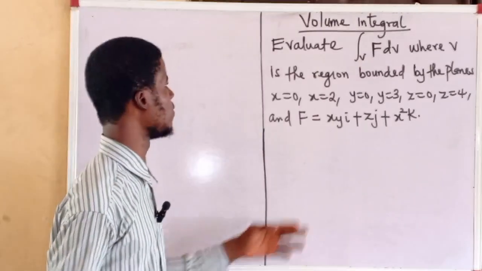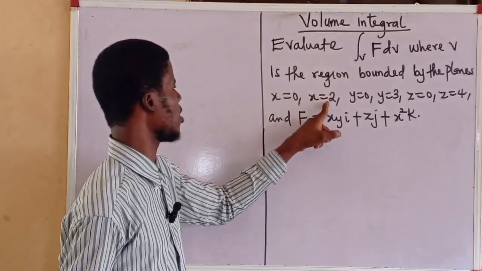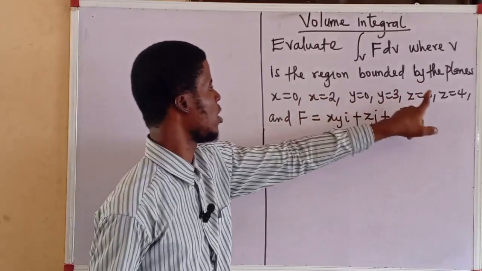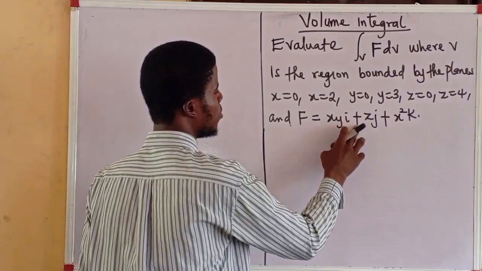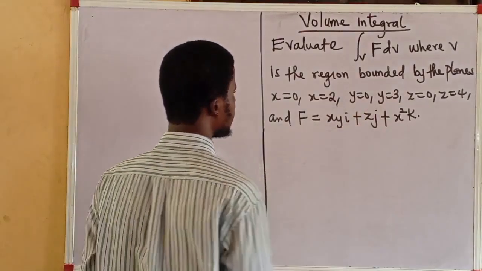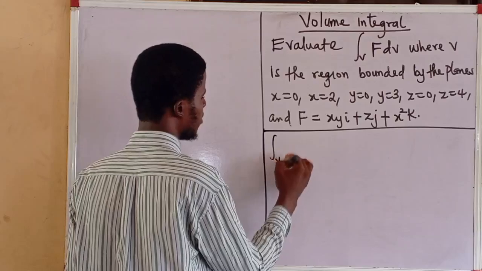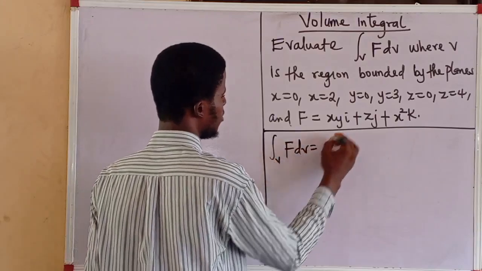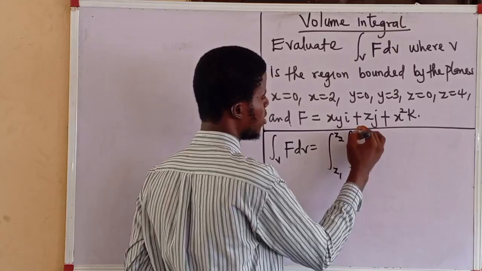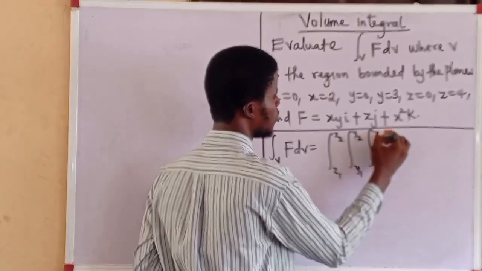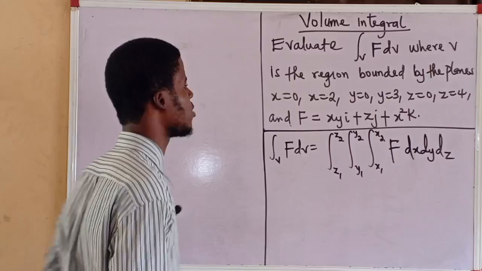Let's evaluate the volume integral of F, where V is the region bounded by the planes x equal to 0, x equal to 2, y equal to 0, y equal to 3, z equal to 0, z equal to 4, and F is the vector xy i plus z j plus x squared k. Remember, for volume integral, we have the integral from z1 to z2, the integral from y1 to y2, the integral from x1 to x2 of F dx, dy, dz. Alright, so let's go ahead.